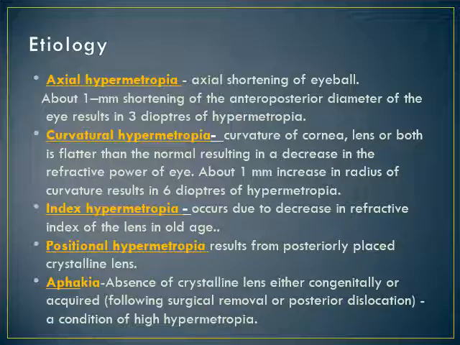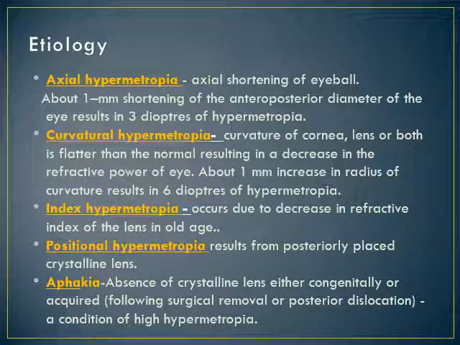So what are the etiologies for hypermetropia? According to etiology there may be axial hypermetropia, curvatural hypermetropia, index hypermetropia, positional hypermetropia, and lastly aphakia. So what is axial? That is axial shortening of the eyeball, that is, the anteroposterior axial length of the eyeball is short.